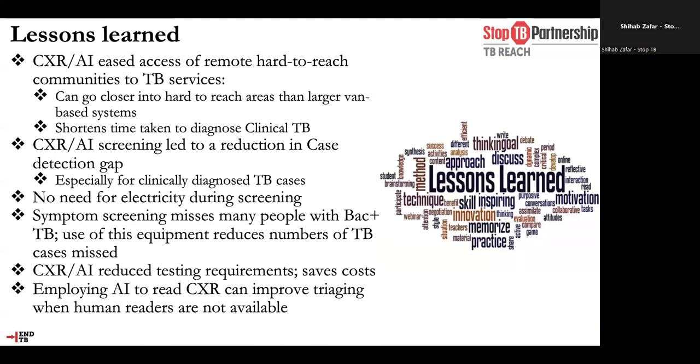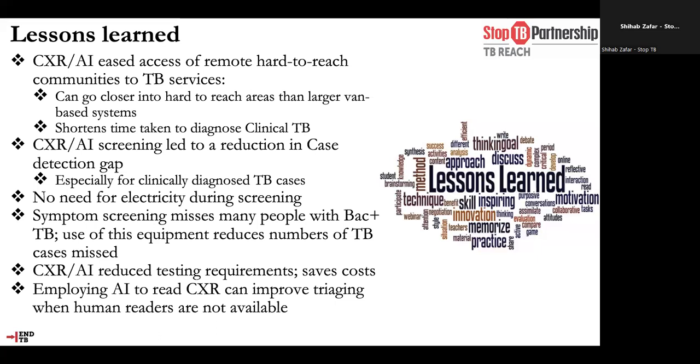What are the lessons learned? First, the chest X-ray and AI ease access of remote hard-to-reach communities to TB services. This was not the case in the past. And we also learned that, of course, this equipment as it is can go closer and closer into hard to reach areas than larger van-based systems or any other kind of system that is placed on a vehicle. Then we have a shortened time that is taken to diagnose clinical TB among this group now, because once the X-ray has picked that there's a lesion or the score is high, you see that the client is now motivated more to make sure that he submits sputum samples and then get tested quickly and of course have access to the outcome.